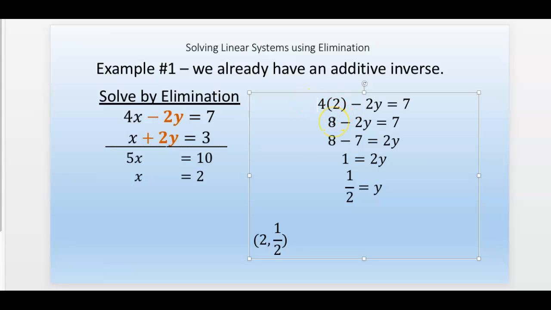4 times 2 is 8. Solve this for y. We end up with y equals 1/2. And that's our answer, 2, 1/2. Okay? Write it as an ordered pair.